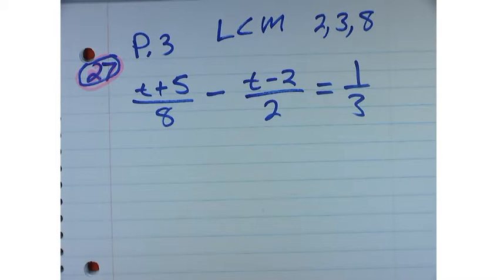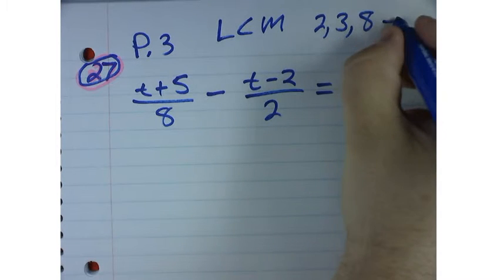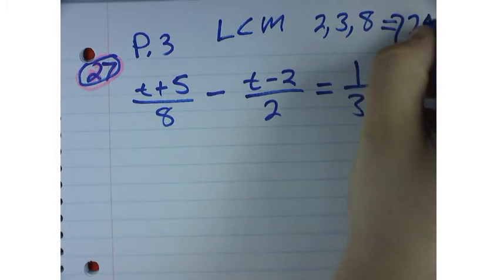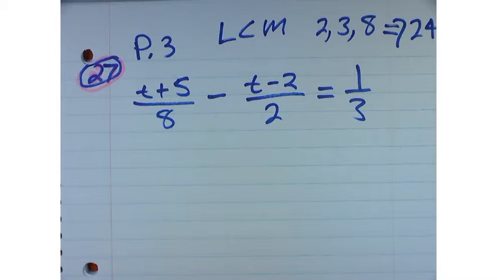8 times 2 is 16. 2 goes into 16, but 3 does not. 3 goes into 24, that's 3 times 8, right? So the lowest common multiple is 24. So we're going to multiply everything by 24.